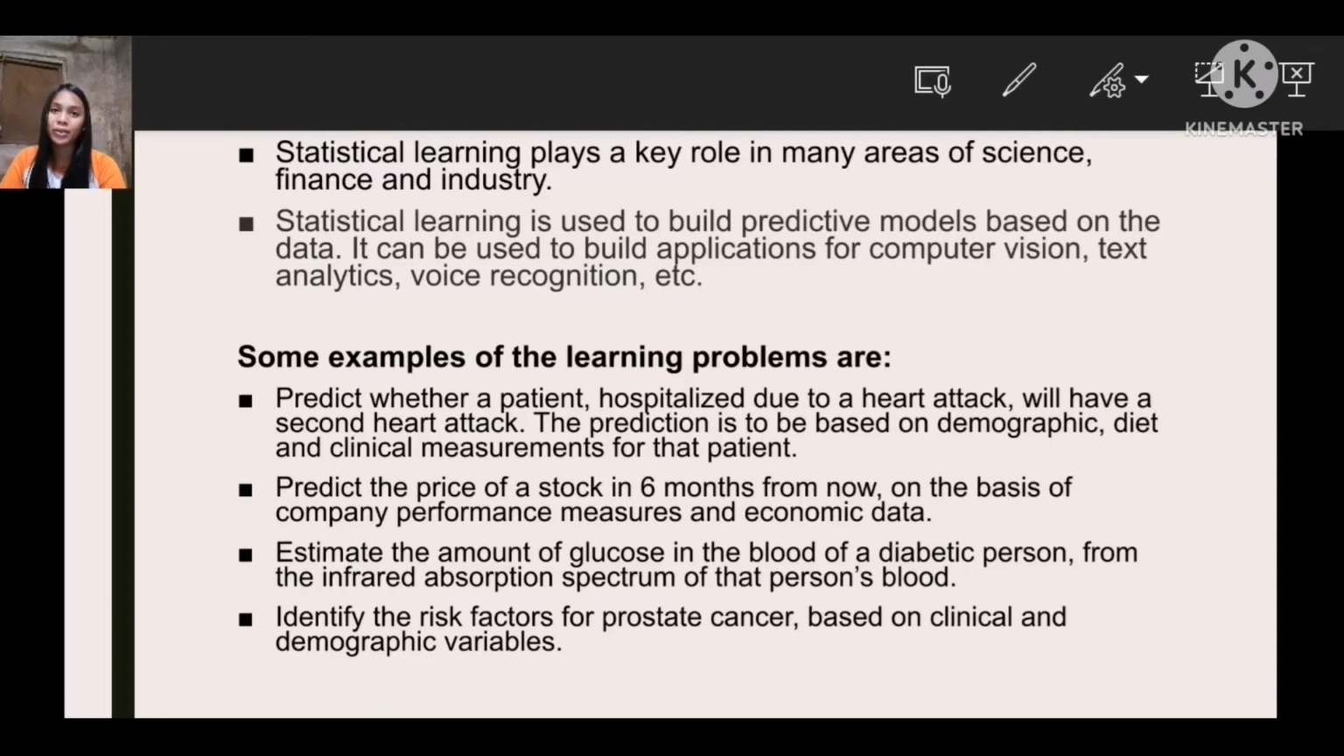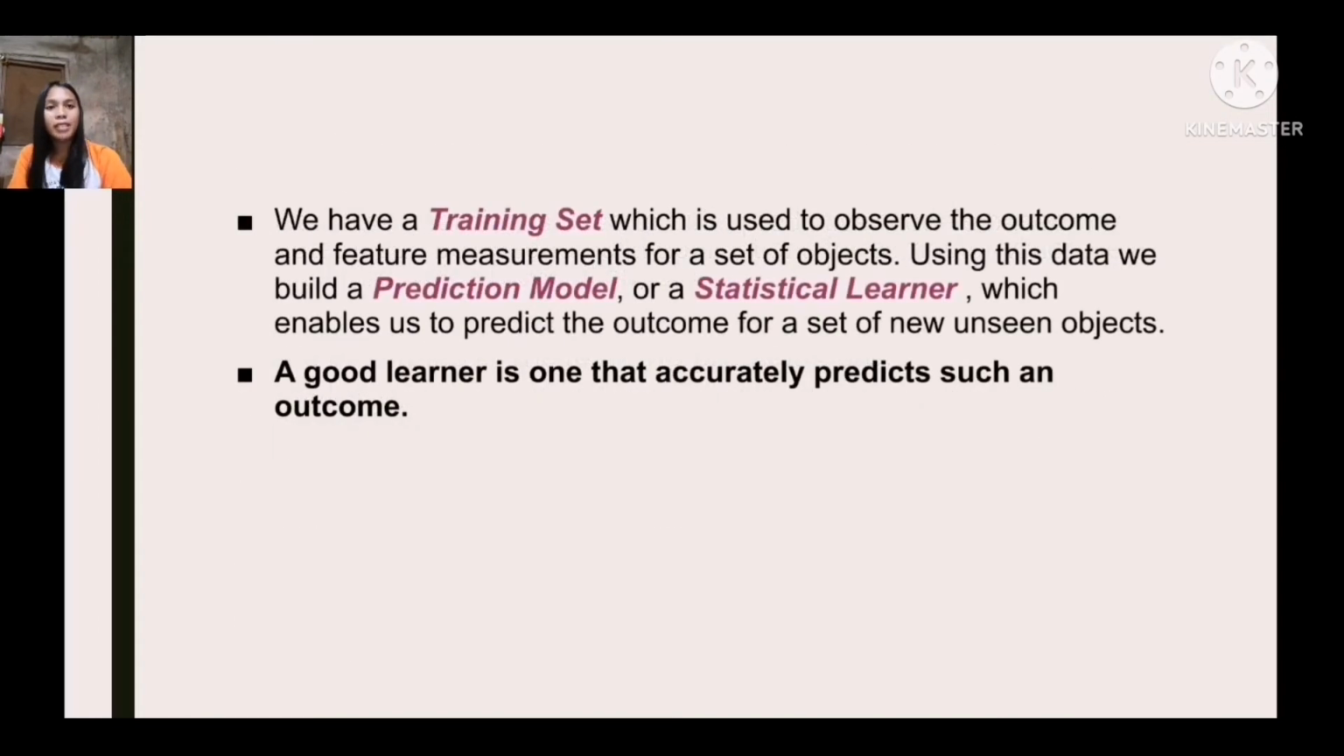In a typical scenario, we have an outcome measurement, usually quantitative, such as a stock price, or categorical, such as heart attack or no heart attack, that we wish to predict based on a set of features, such as diet and clinical measurements. We have a training set which is used to observe the outcome and feature measurements for a set of objects. Using this data, we build a prediction model or a statistical learner, which enables us to predict the outcome for a set of new unseen objects. A good learner is one that accurately predicts such an outcome.